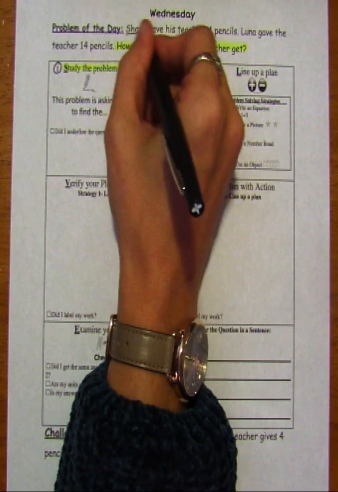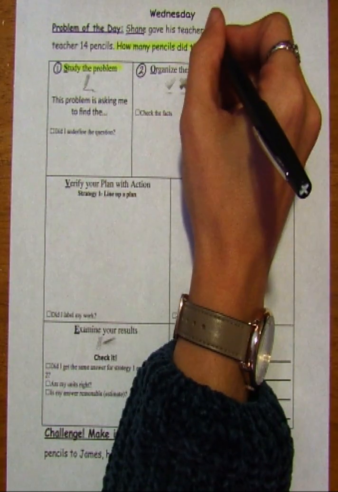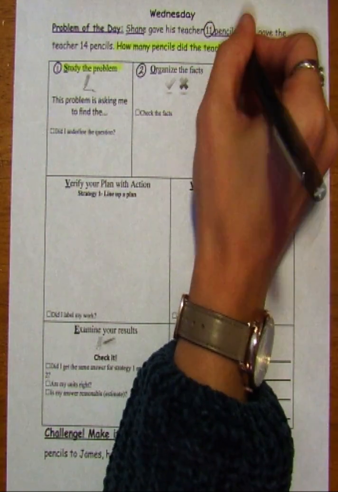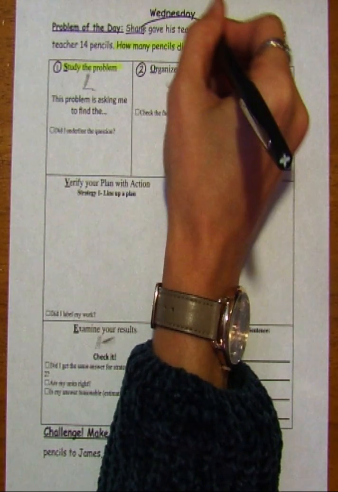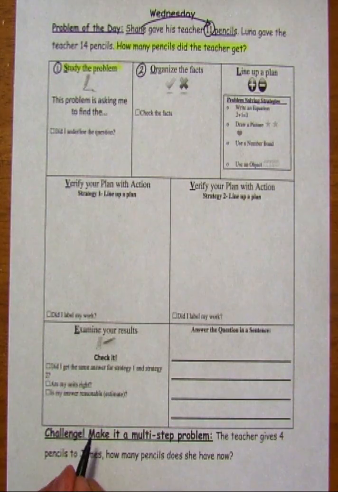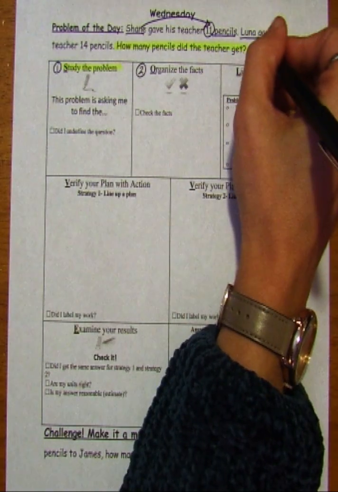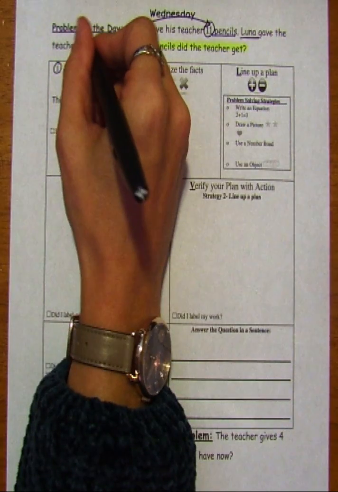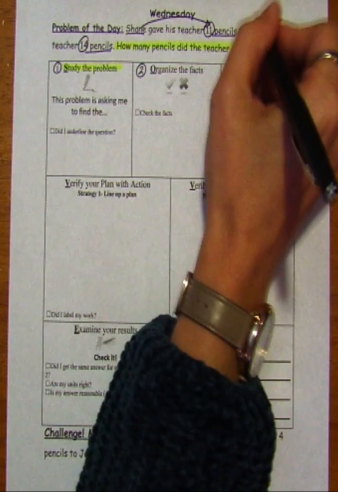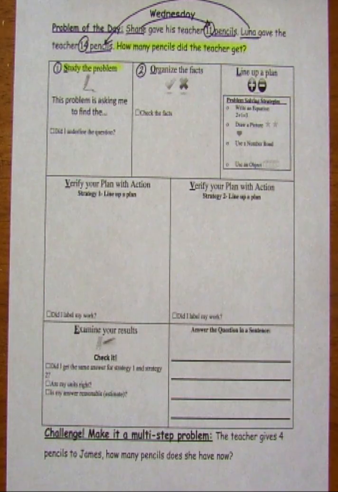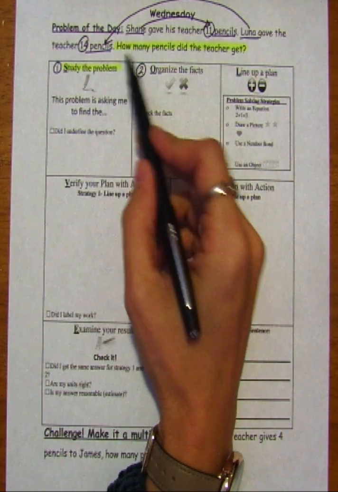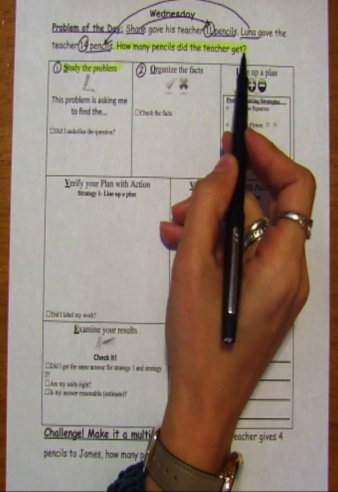We have Shane, and he gave his teacher 11 pencils. So Shane gave his teacher 11 pencils. We also have Luna, who gave her teacher 14 pencils. So Luna gave her teacher 14 pencils. Okay, and we're trying to figure out how many pencils did the teacher get.